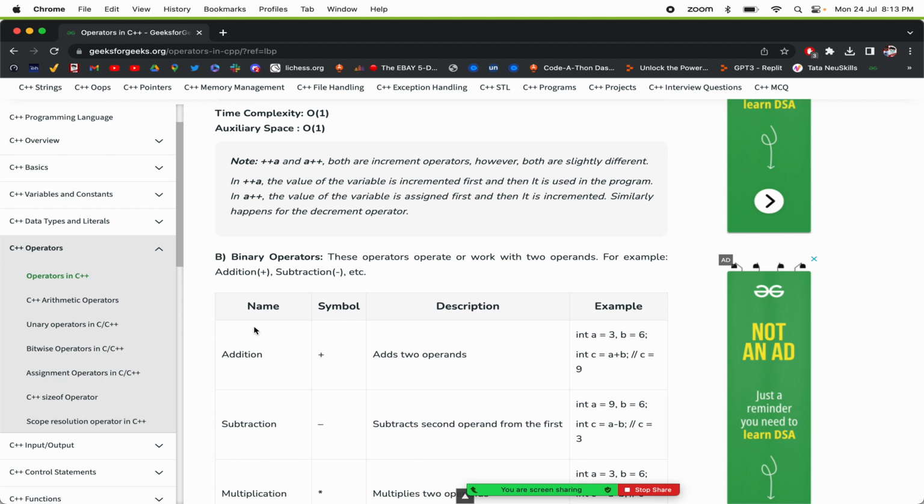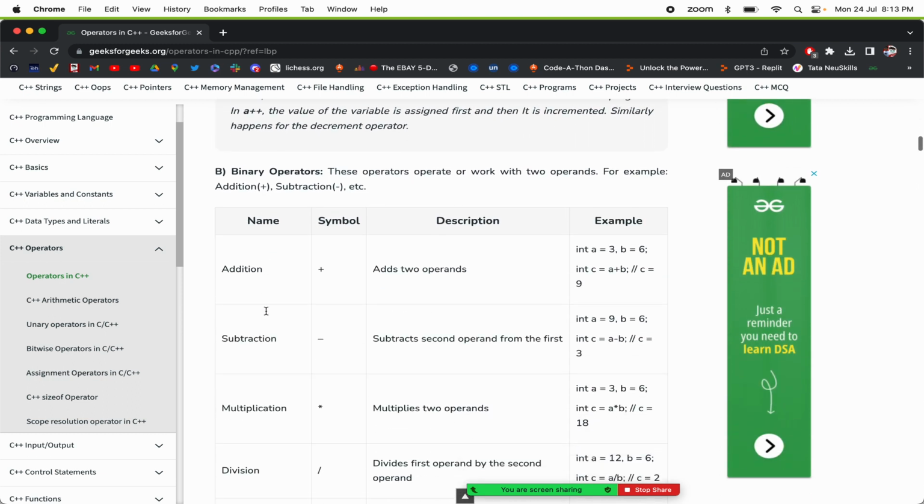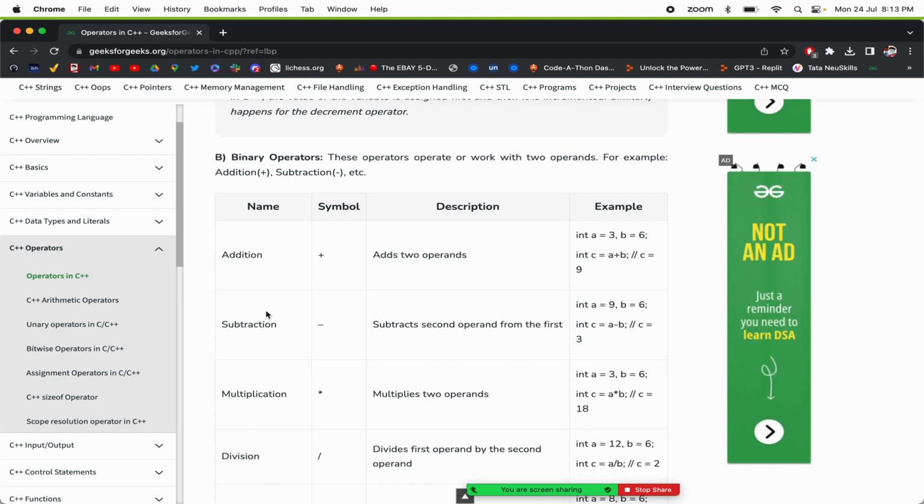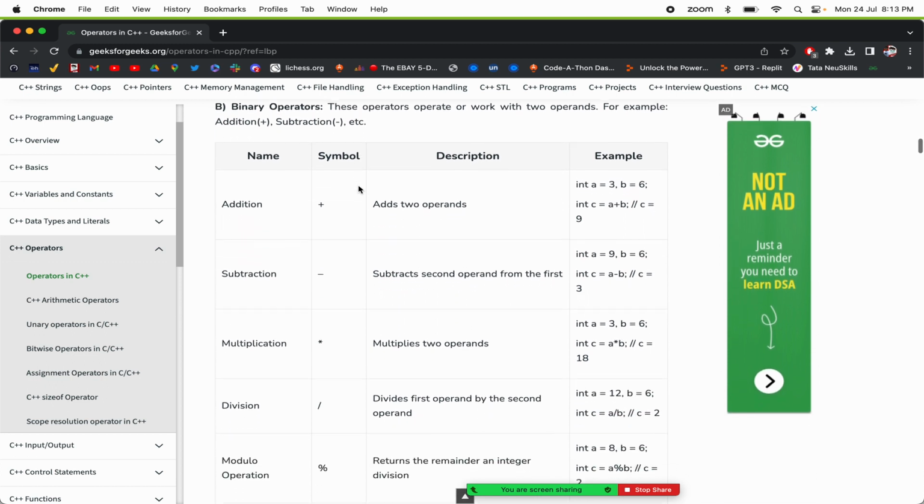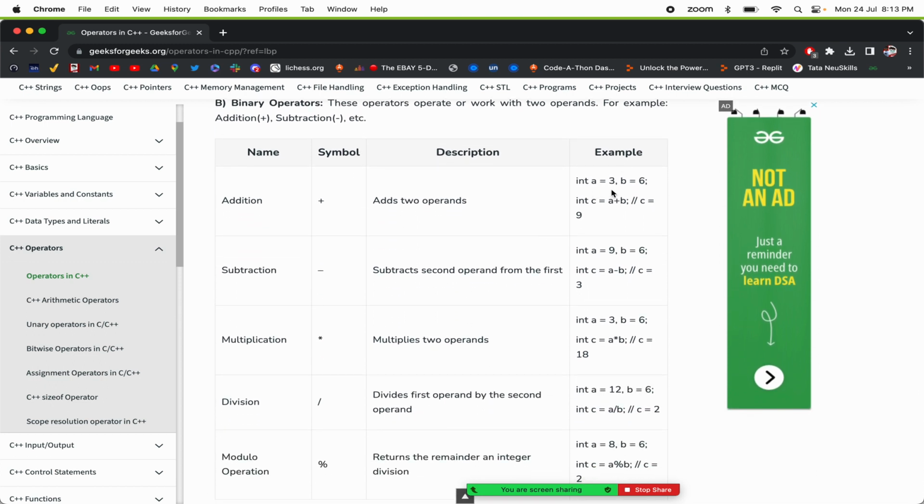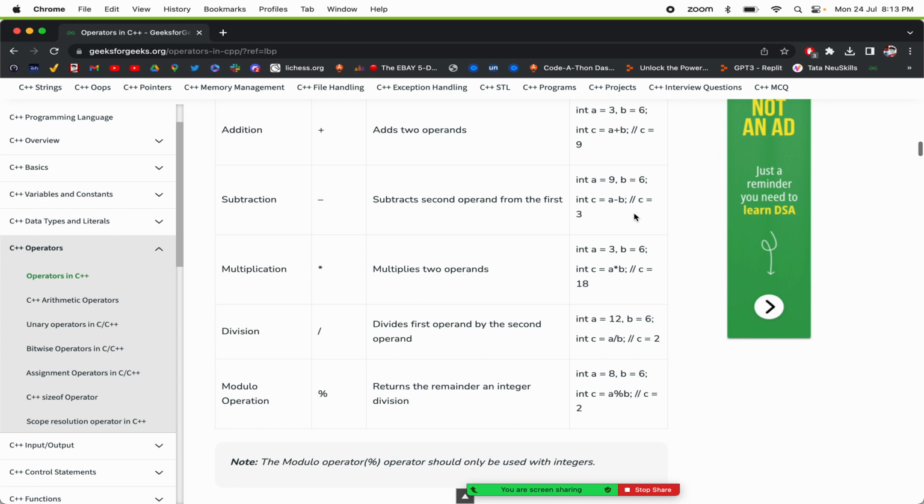So the difference between unary operators and binary operators is that binary operators work on two operands and unary operators work on one operand. First we have addition, the most common binary operator, that adds two operands. We have a equals 3, b equals 6, and then c equals a plus b. So 3 plus 6 is 9 and that is set as the value of c.